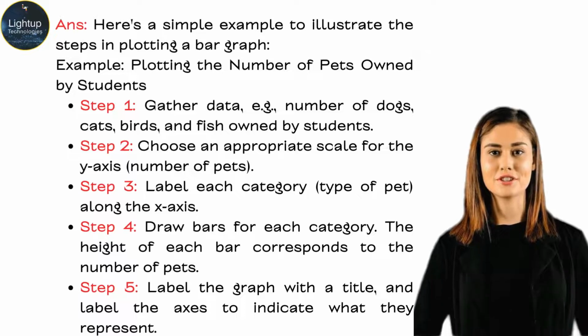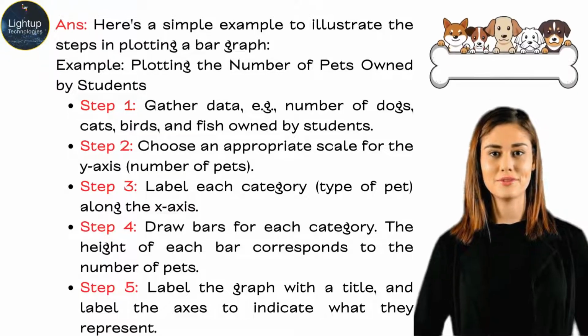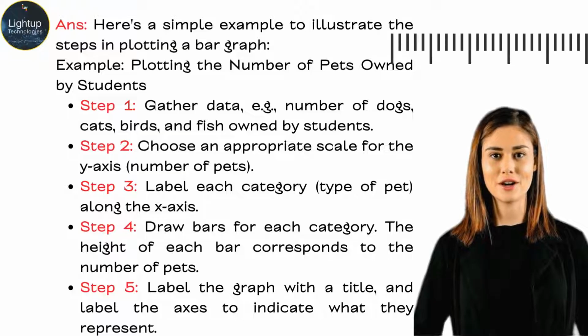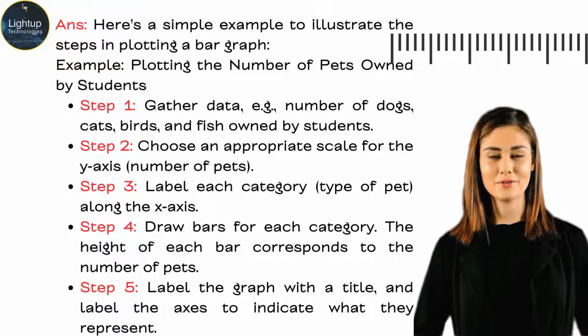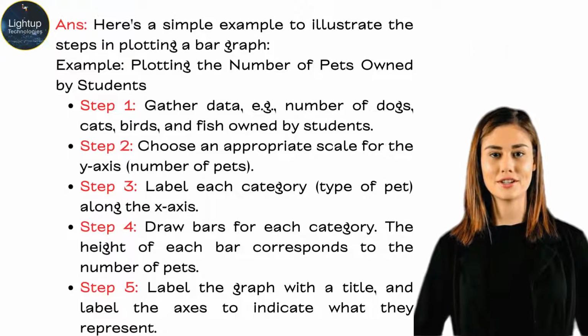Answer. Here is a simple example to illustrate the steps in plotting a bar graph. Example: plotting the number of pets owned by students. Step 1. Gather data. Example: number of dogs, cats, birds, and fish owned by students. Step 2. Choose an appropriate scale for the y-axis, number of pets.